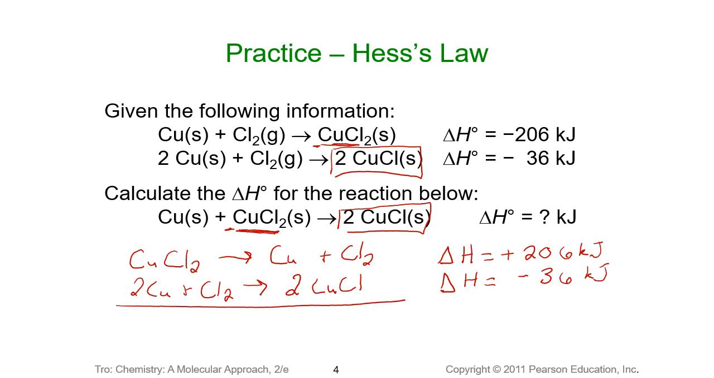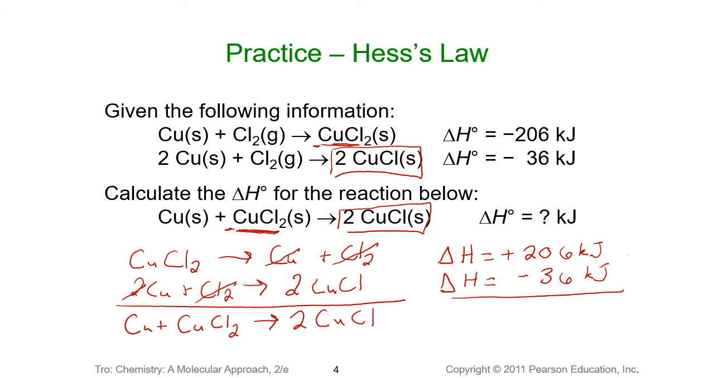We're going to add the reactions together. So the chlorine gas is going to cancel. We have 1 copper on the product side and 2 on the reactant side, so one of those will cancel. And we'll get copper plus copper 2 chloride gives us 2 copper 1 chloride.